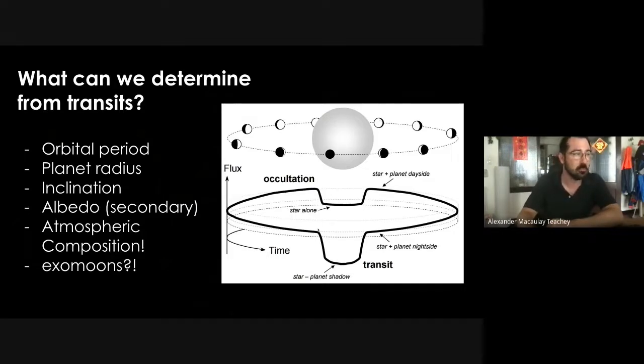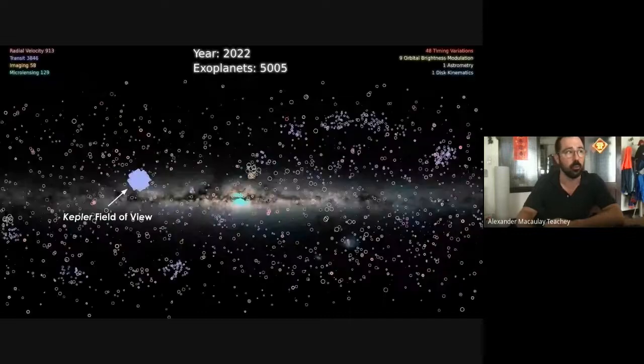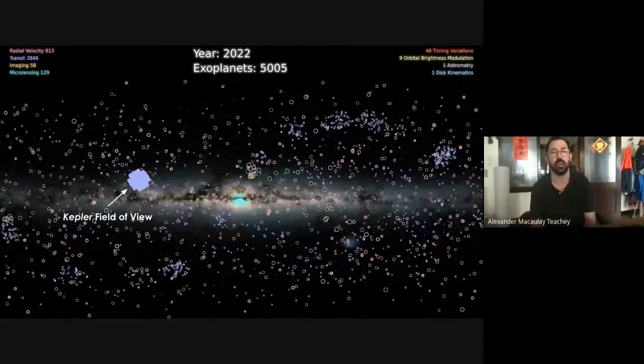And one thing that's super exciting is that we can study the atmospheric composition of these planets through transits. We have discovered at this point over 5,000 exoplanets. You can see the count up here. Transits are far and away the most successful, with over 3,800 exoplanets attributed to that. You can see right here this big clump of exoplanet discoveries. We found them all over the sky, but we've especially found them right here.